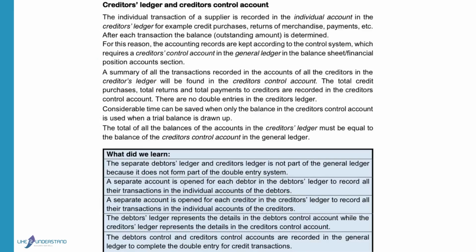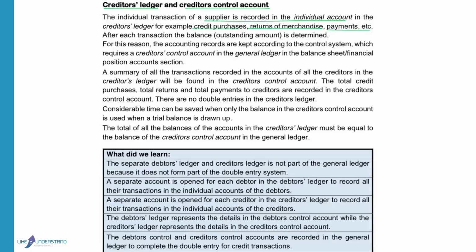We will also open a creditors ledger and a creditors control account. So the creditors ledger, we will open an account for every supplier that we buy from, and we will have an individual account for each supplier. And in this creditors ledger, we will record the credit purchases, returns of merchandise, or payments to creditors.